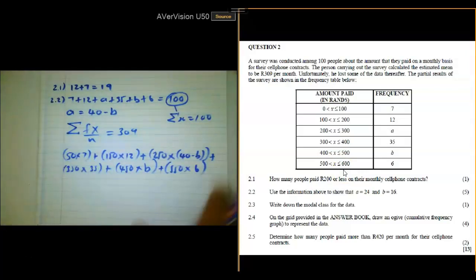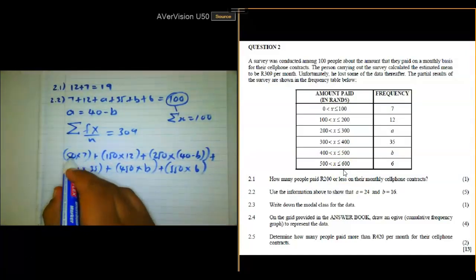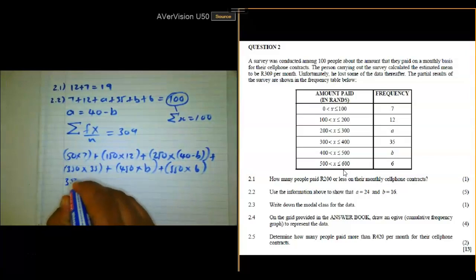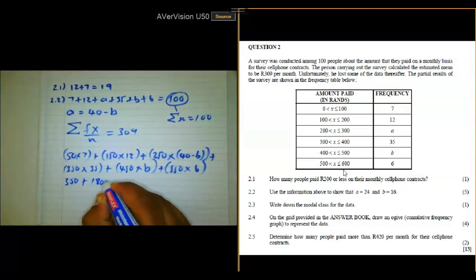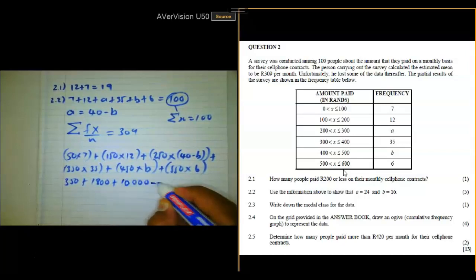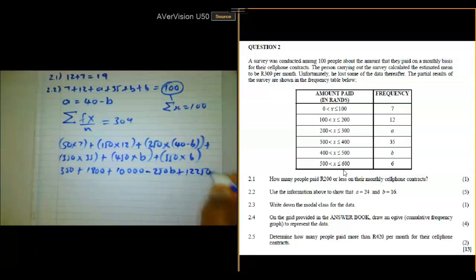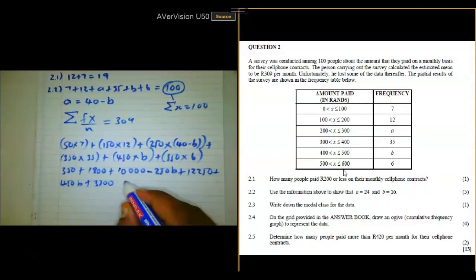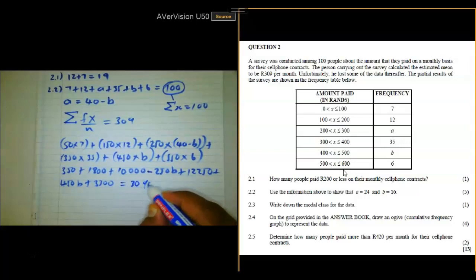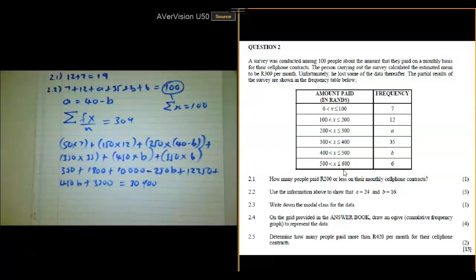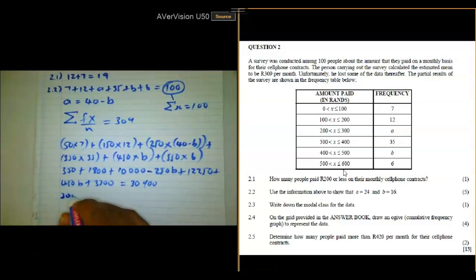When I multiply all that out, I am left with 350, plus 1,800, plus 10,000 minus 250B, plus 12,250, plus 450B, plus 3,300, and that is equal to 30,900. Now when I simplify this, the next step will be 200B equals 3,200.